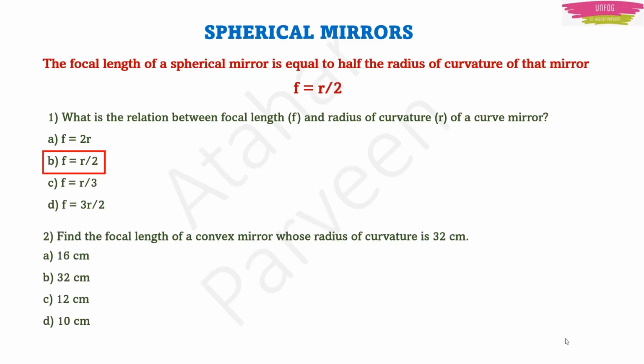There could be one more question, for example, like this. Find the focal length of a convex mirror whose radius of curvature is 32 centimeter. They have given you the radius of curvature. You have to find the focal length. Now you know that the focal length is equal to R upon 2. Just substitute and then you get the value. It is 32 upon 2, which is 16 centimeter.